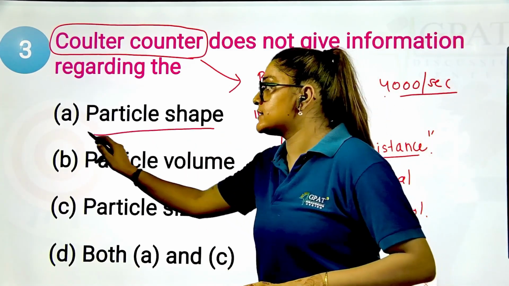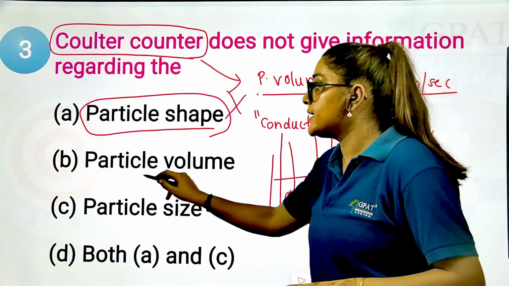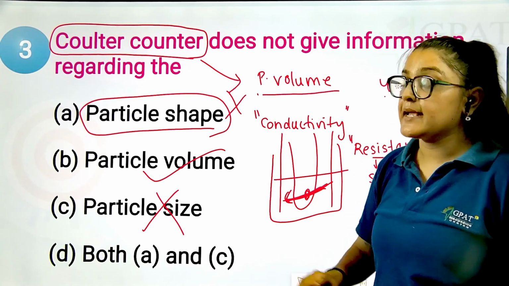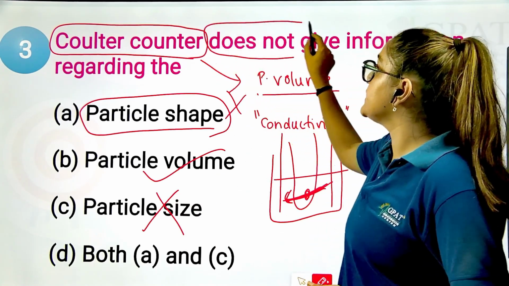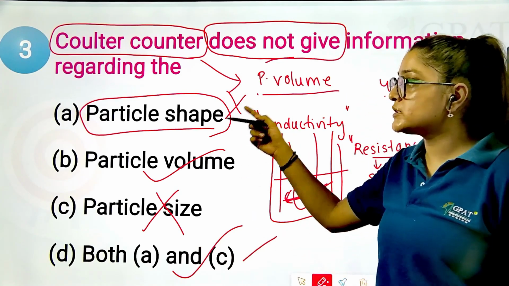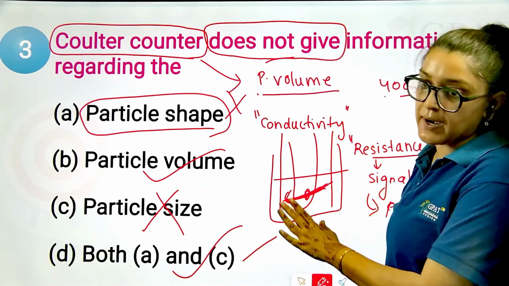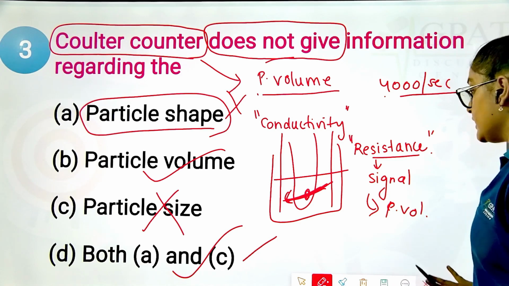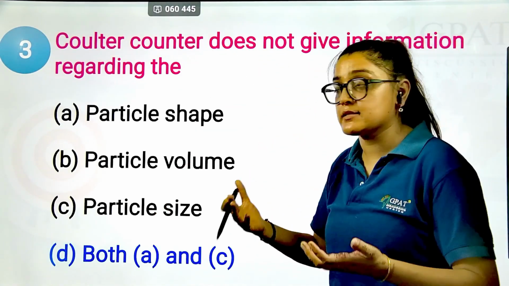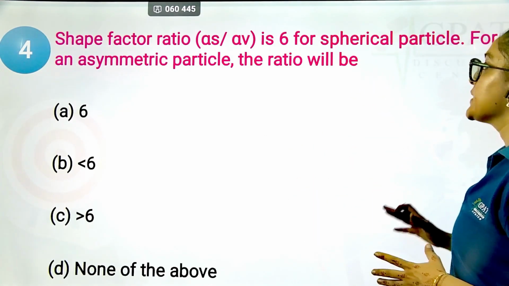Does it ever give an idea about the particle shape? Not at all. It gives the idea about the particle volume, not even about the particle size. So the question asks of which it does not give the idea. Yes, it does not give the idea of both A and C, neither particle shape nor particle size, but particle volume. So here our correct answer is option D. But if it was asked what it does give, particle volume would be the nearest correct answer. Okay, next question.